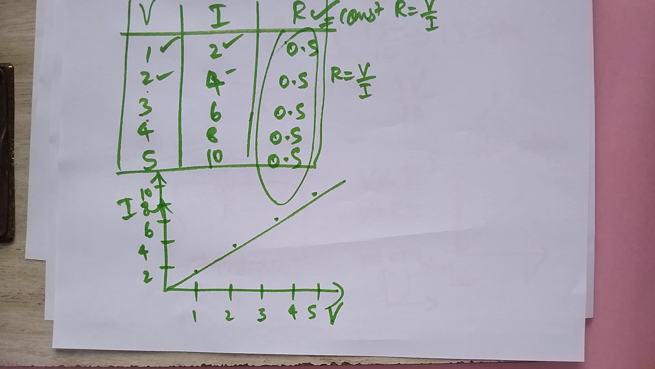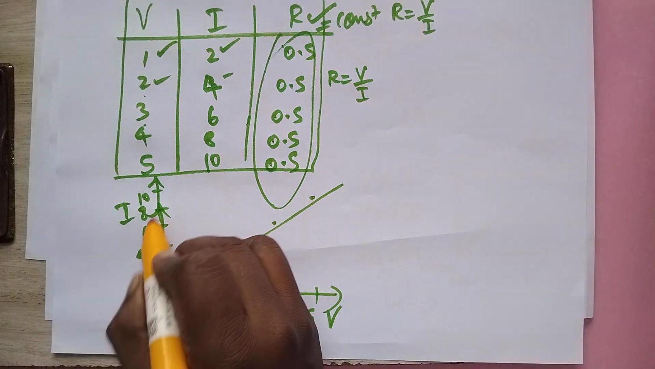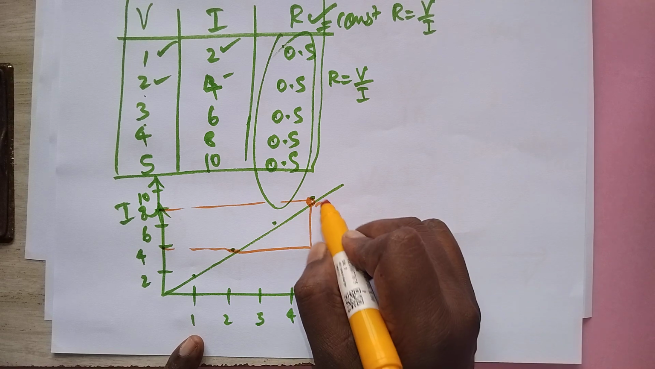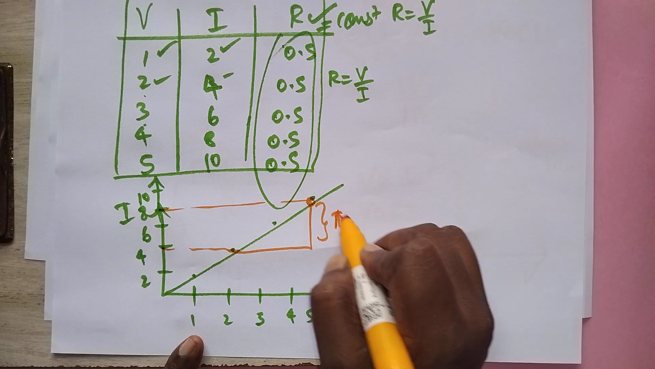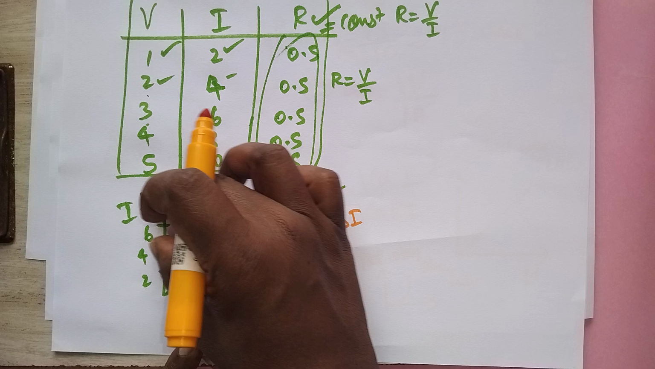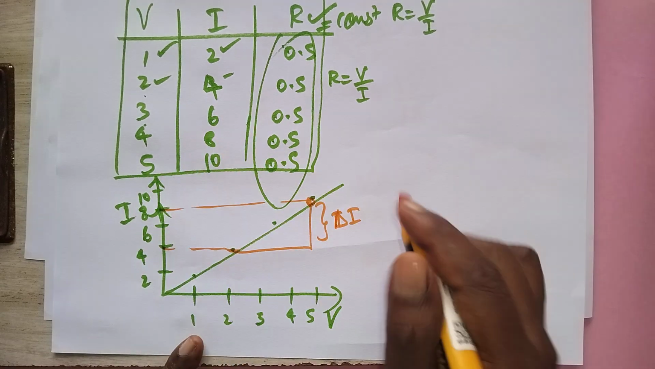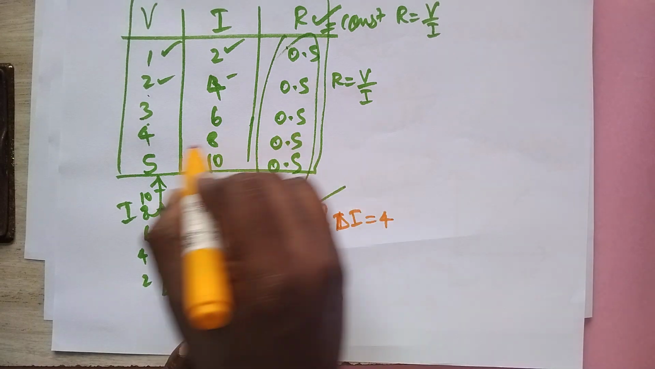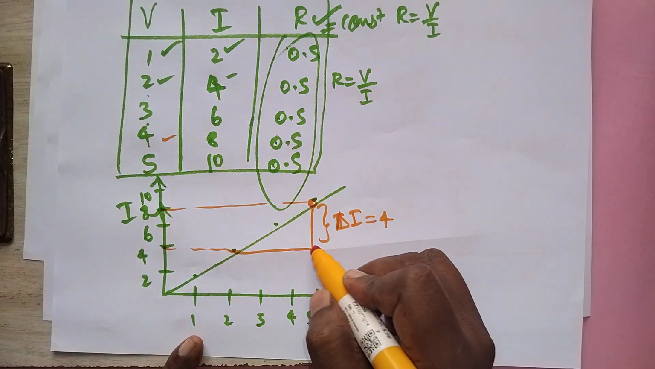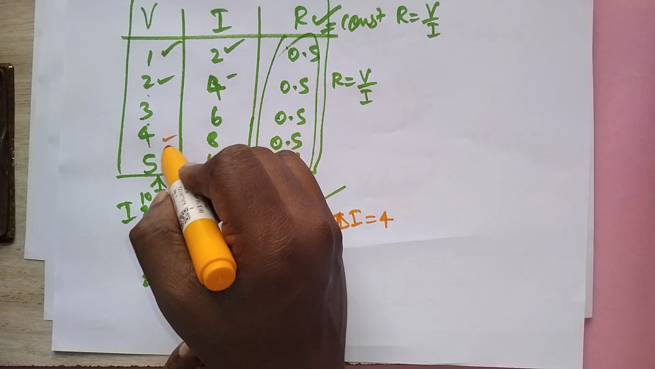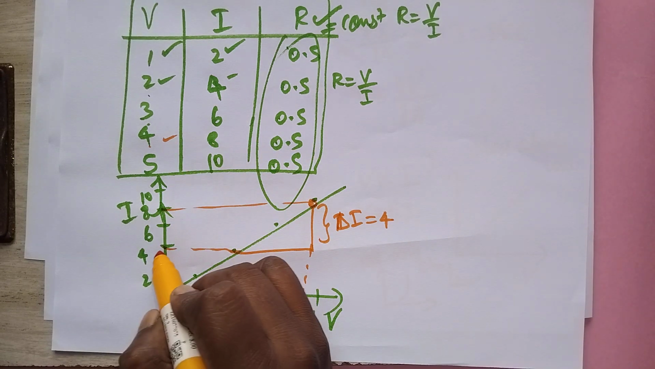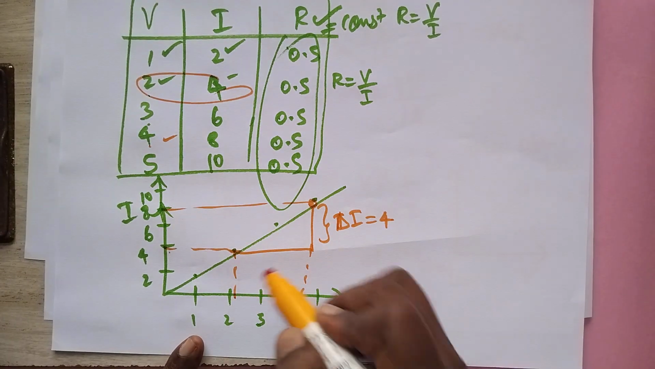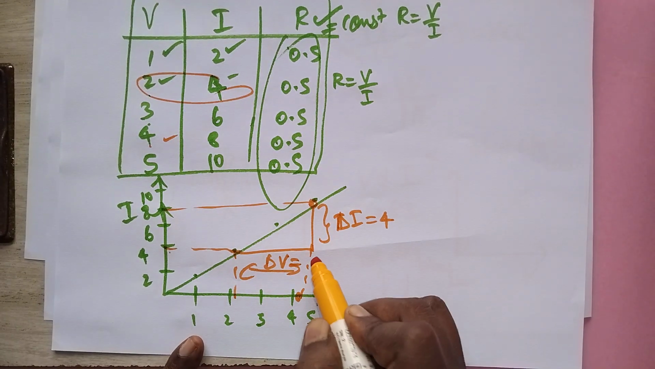Next we have to take the slope. You can take the slope anywhere. I have taken exactly the 8 and 4 points. So the changing current, how much is it? See here, 8 minus 4 gives us 4. Same for the changing voltage. For 8, how much voltage should be there? It's 4 volt. Next, for 4 ampere, 2 volt should be there. Changing voltage is 2 volt.